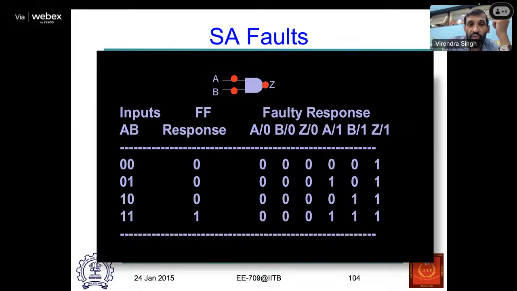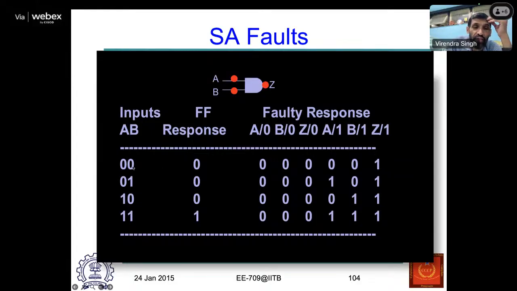So how many faults can there be? There are 3 nets, so there can be 6 faults. Either the circuit is fault free, or it can have a stuck at 0 fault at A, or a stuck at 0 fault at B, or at Z, or a stuck at 1 fault at A, or at B, or at Z.